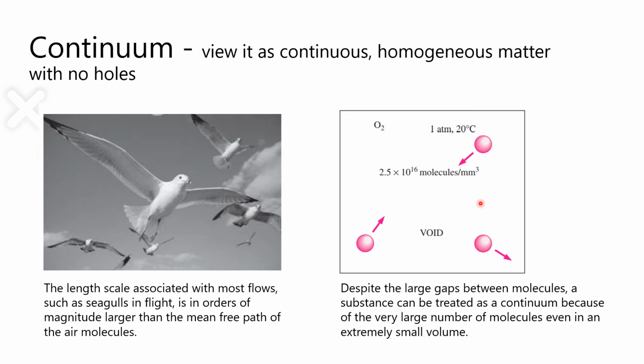The continuum model is applicable as long as the characteristic length of the system, such as its diameter, is much larger than the mean free path of the molecules. And despite the large gaps between molecules, a substance can be treated as a continuum because of the very large number of molecules, even in an extremely small volume. This continuum idealization is implicit in many statements we make, such as the density of water in a glass is the same at any point.